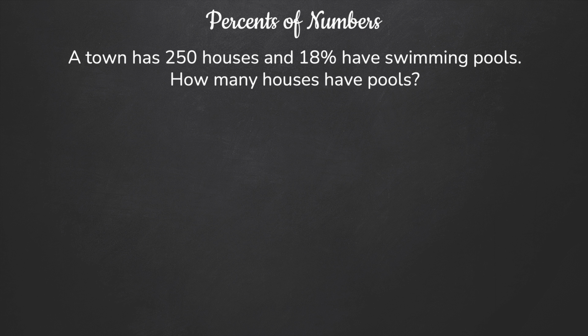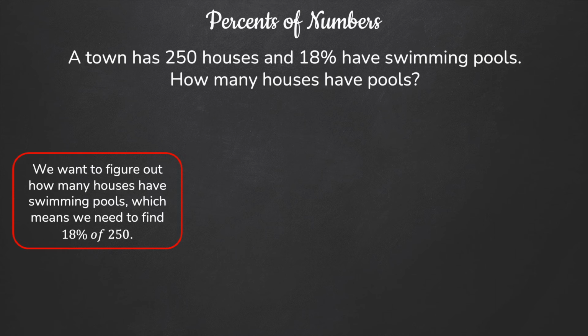Here we have another example that says a town has 250 houses and 18% have swimming pools. How many houses have pools? So we want to figure out how many houses have swimming pools, which means we need to find 18% of 250. So here we have our proportion that's going to help us solve for this.